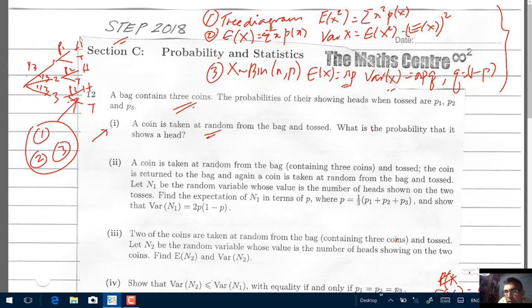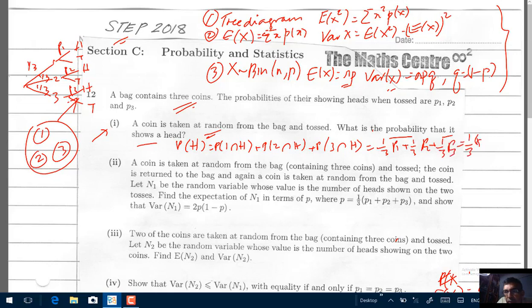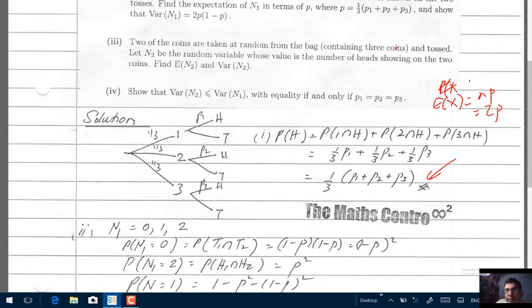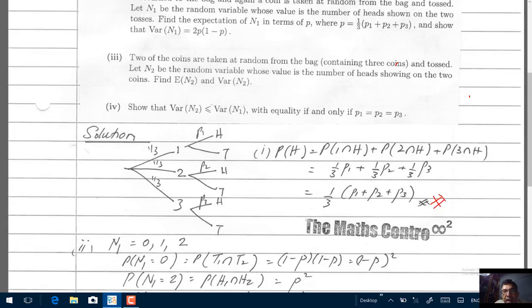So now you're asked to find the probability that it is showing a head. So we can write the probability of a head will be the probability of 1 and head plus the probability of 2 and head plus the probability of 3 and head. So that will be 1/3 times P1 plus 1/3 times P2 plus 1/3 times P3, and you'll get 1/3 (P1 plus P2 plus P3). Okay, and we are done with that part. That's what you will see here.